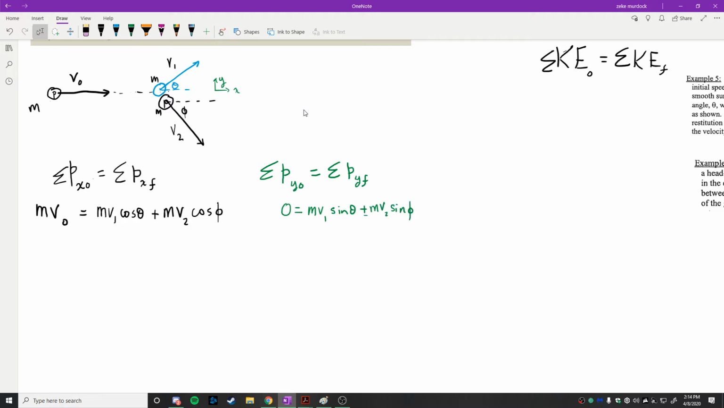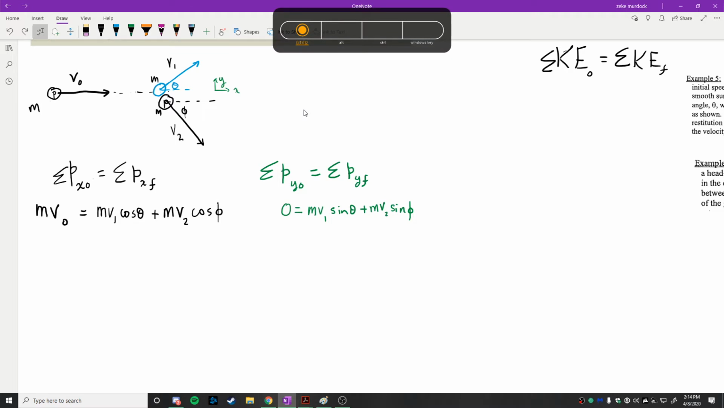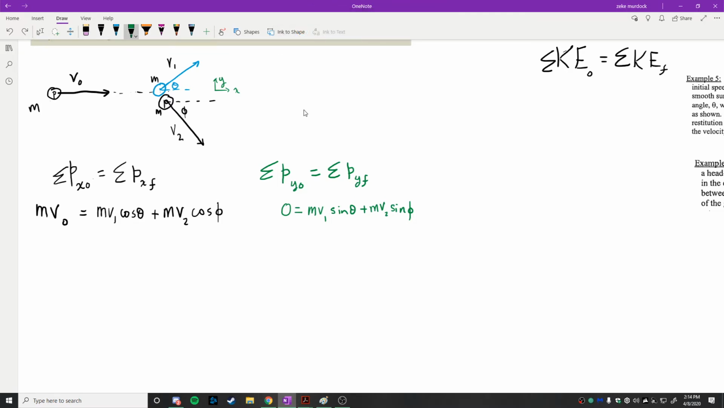Now, you could put a minus sign here if you want to. It would just affect the sign on phi, okay? So it's up to you whether you put a minus sign there. My personal opinion is you should always just make everything positive, but it's up to you.